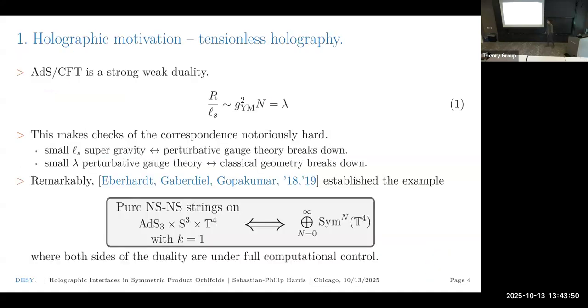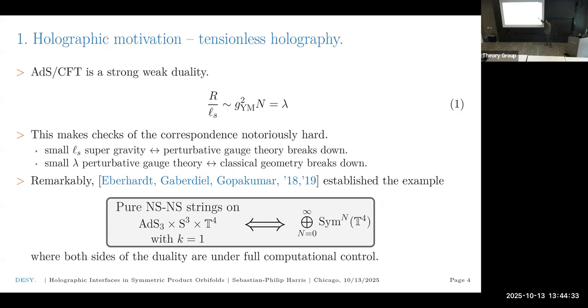Okay, so let's directly dive into the holographic motivation. So one feature of AdS3 that we all know and love is the strong weak duality. So the string length and the 't Hooft coupling are inversely related, and this leads to spectacular predictions, such that you can study strongly coupled gauge theory on the boundary with supergravity in the bulk, or vice versa, very stringy regimes of quantum gravity with perturbative gauge theory. But of course, this also makes the correspondence notoriously hard to check, because you never have, or almost never have, both sides of the duality under full control at the same time.